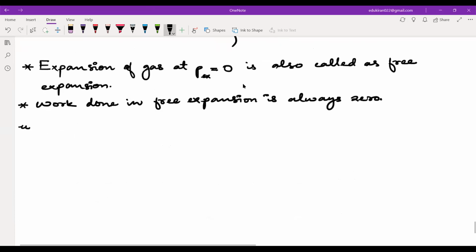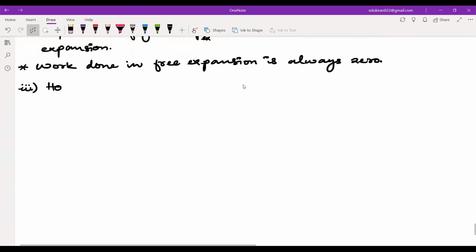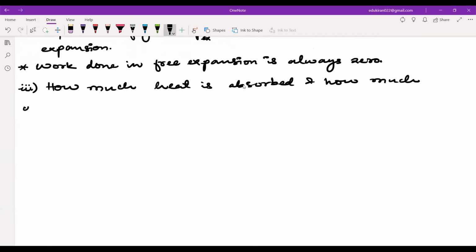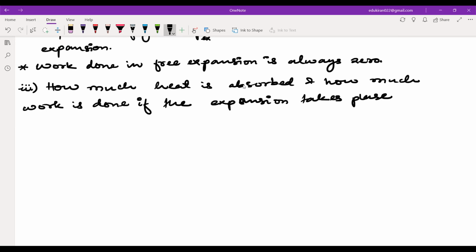Write the third part of the same question. You have to calculate the same thing, how much heat is absorbed and how much work is done if the gas expands, if the expansion takes place reversibly. Okay, reversibly.